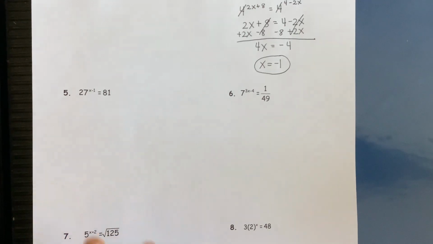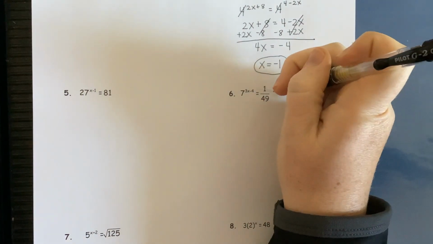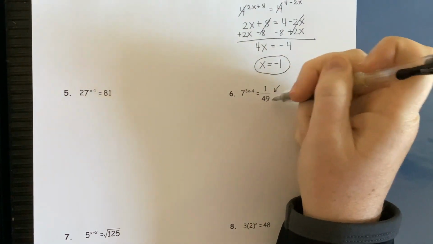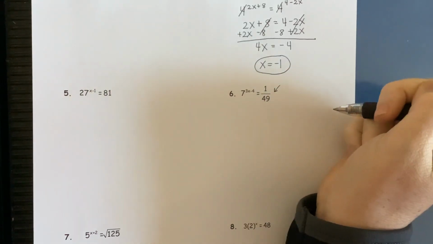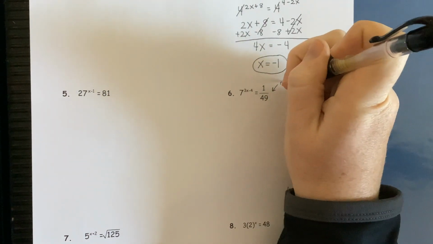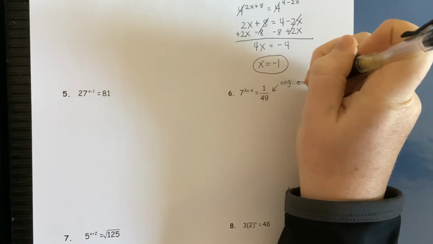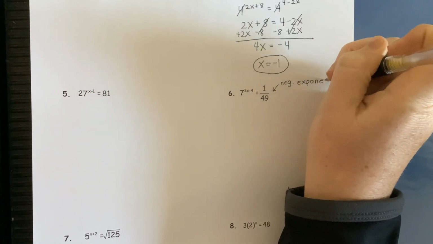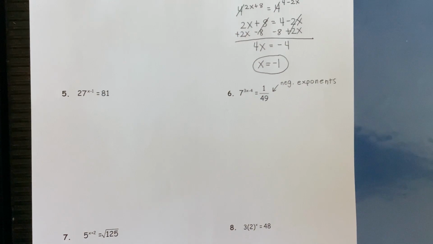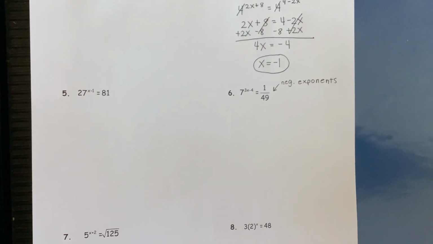Next one, number 6. Again, we do not have the same base on this one. You have a 7 and you have 1 over 49. So you have to think, how can I rewrite one to get the other? Anytime you see a fraction like this, where you have 1 over whatever your denominator is, you should be thinking this is using negative exponents. Because remember, negative exponents don't make negative numbers. They just take your answer and push it down to the denominator.